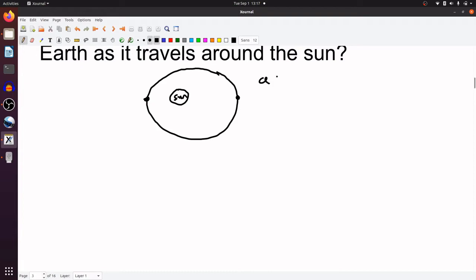Okay, so what I need to do, though, is I still need to figure out the velocity. We're going to assume it's circular. It is. It's just off-centered circular. And that way we can use that velocity is equal to 2 pi r over T.